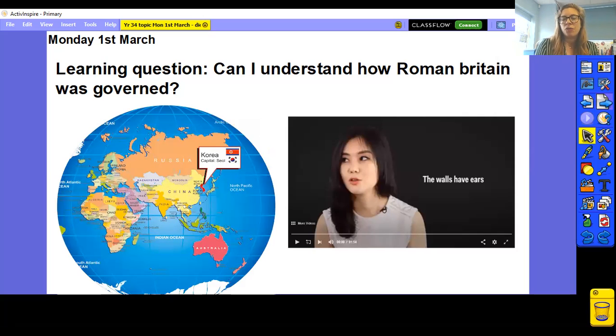So to do that, to think about how it would feel, we need to think about a country that is run by a dictatorship. So currently, at the moment, in modern times, we have Korea, and we have North Korea and South Korea. Now, North Korea is actually run as a dictatorship, which is actually quite rare nowadays for this to still be happening.